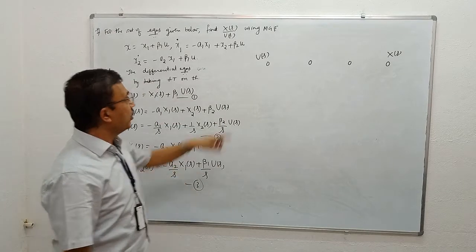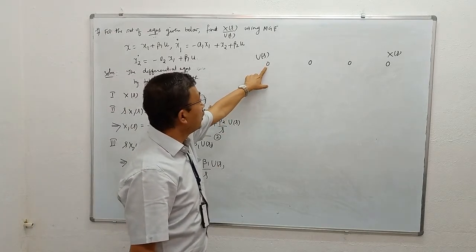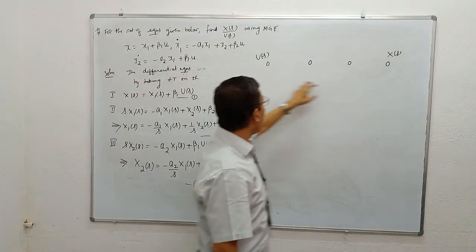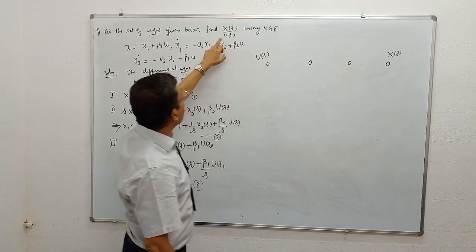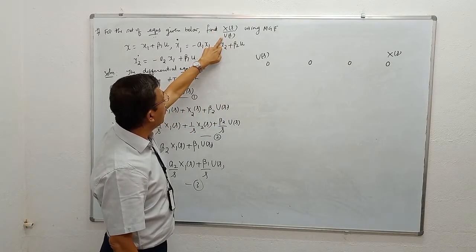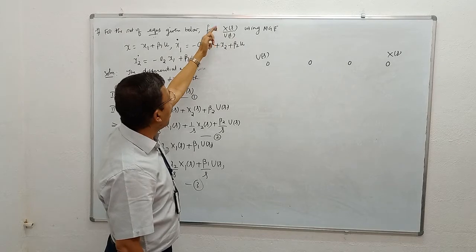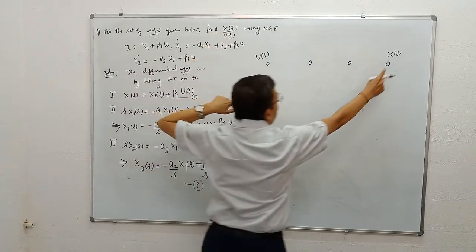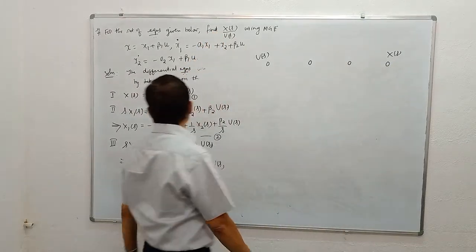Two nodes are fixed. This is the input node, which is u of s. This is the output node, x of s. This has to be the input node because in the transfer function, the denominator is input and the numerator is output. Therefore, x of s is output, u of s is input.